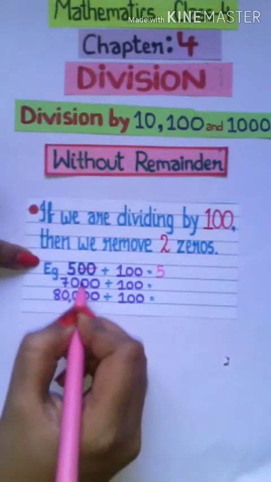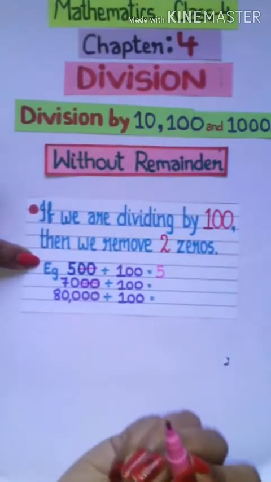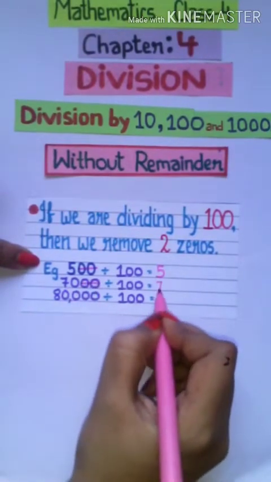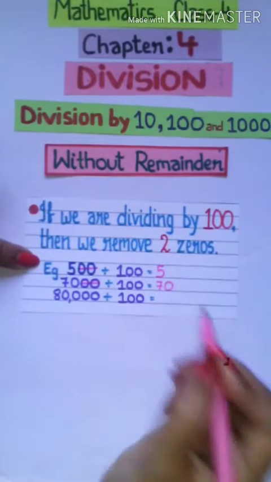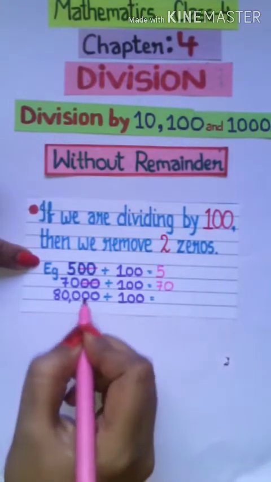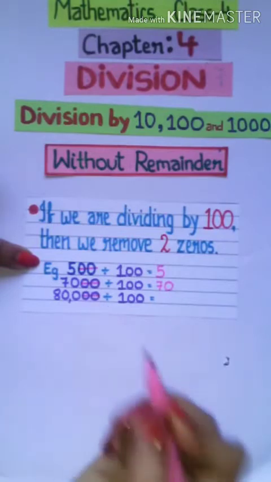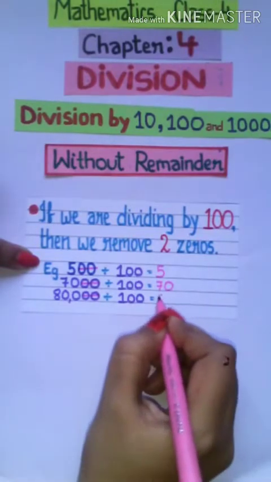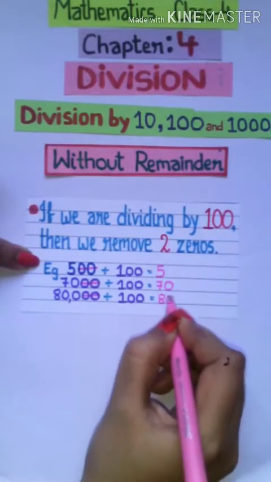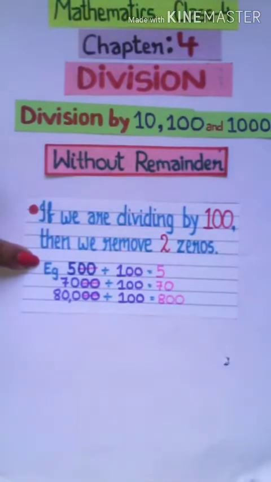From 7000, if we remove 2 zeros, we are left with 70. And from 80,000, if we remove 2 zeros, we are left with 800. So these were examples of dividing numbers by 100.